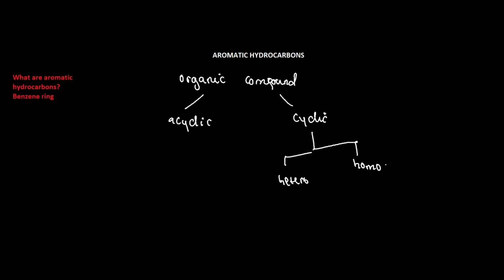Now, homocyclic organic compounds are organic compounds that contain only carbon atoms in the ring. Of course, we know that cyclic organic compounds have a ring structure, while the acyclic organic compounds have an open chain. For homocyclic organic compounds, the ring is made up of only carbon atoms. So we don't have nitrogen, no other atom is present in the ring apart from carbon atoms.